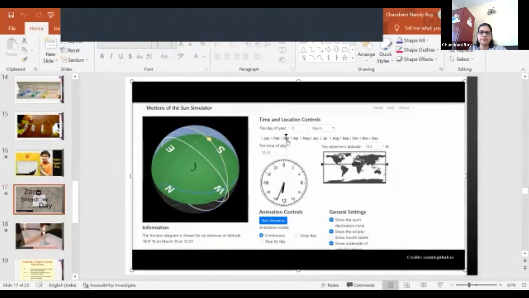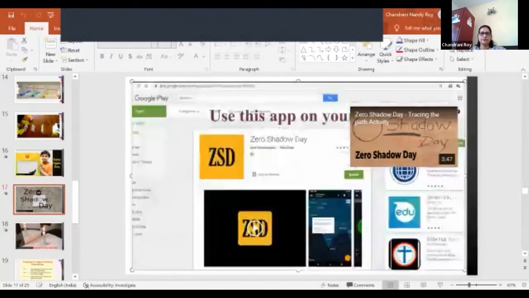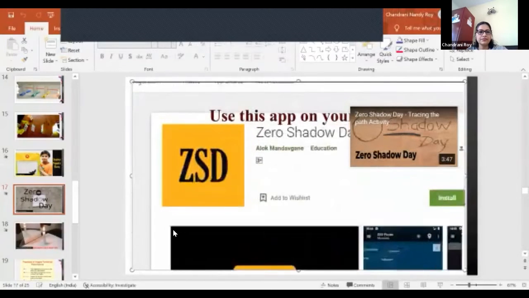In this simulation, you can see how the shadow changes at noon throughout the year. You can enter your location and try it out yourself. Hope that helps. Thank you.